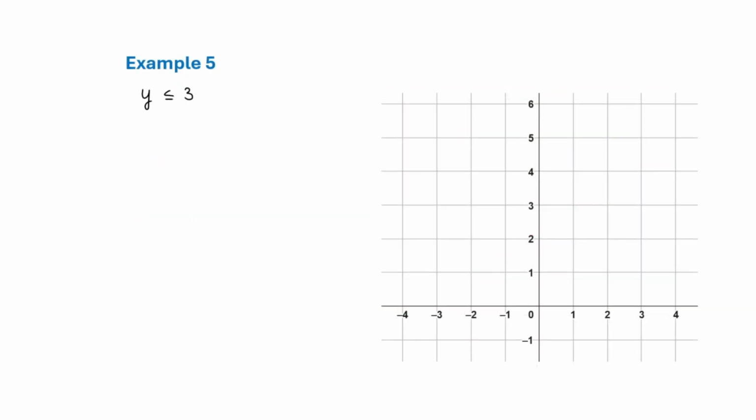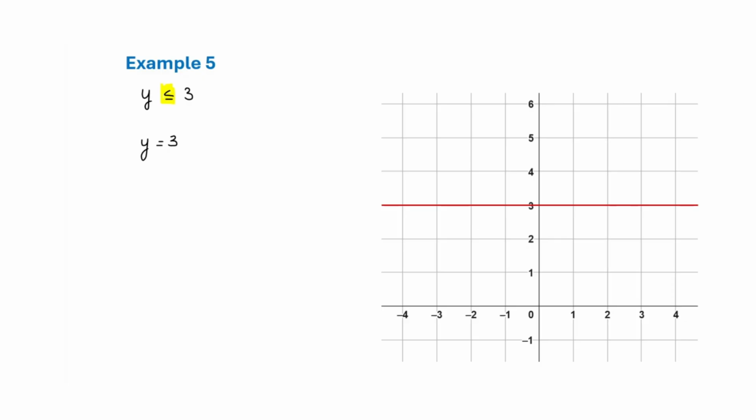Now let's look at an inequality with only y. Graph the inequality y is less than or equal to 3. First, we write the equation of the boundary line by replacing the inequality sign with an equal sign. So we get y is equal to 3. This is a horizontal line because every point on the line has y-coordinate 3. So we draw a horizontal line through y equals 3.